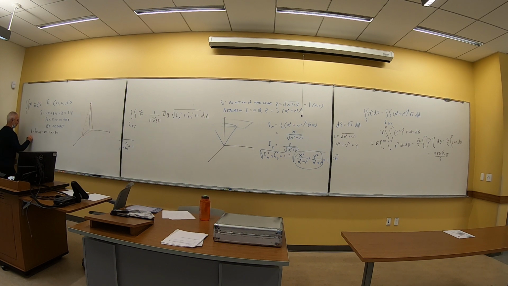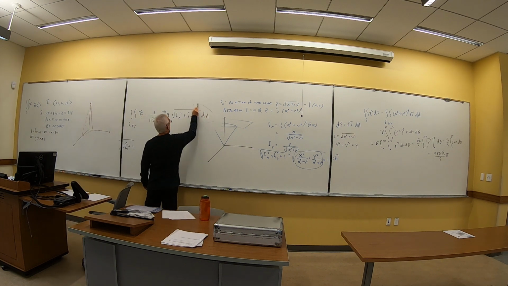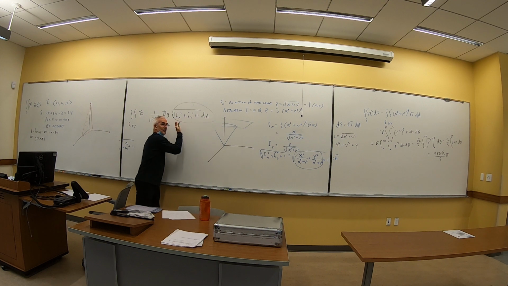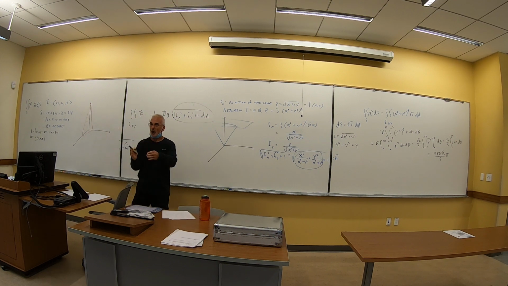So I'm going to now let g of x, y, z. Now, why do I have two different things? Because this f of x, y shows up in my surface area parameter. That's what this is called, the surface area parameter. It's going to show up when I replace dS with stuff dA. That's where f of x, y shows up.